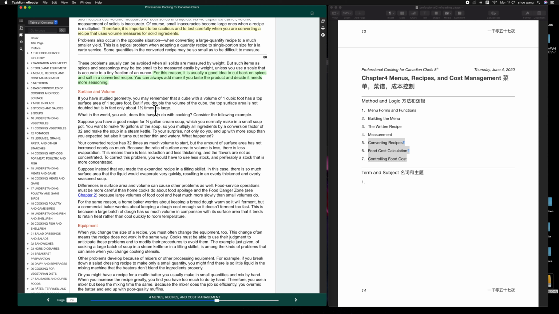geometry, you may remember that a cube with a volume of 1 cubic foot has a top surface area of 1 square foot. But if you double the volume of the cube, the top surface area is not doubled, but is in fact only about 1.5 times as large.